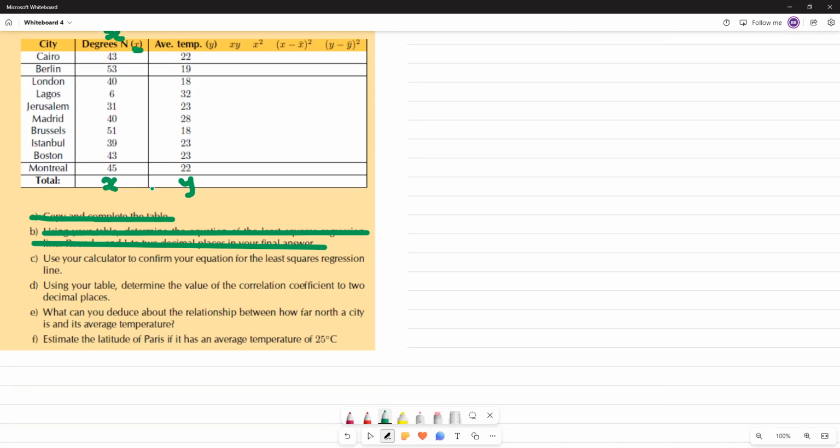Okay, perfect. So the first thing that they want us to do is to use our calculator to calculate the equation of the least squares regression line. The equation of the least squares regression line is given by y equals a plus bx. It's a straight line, basically.